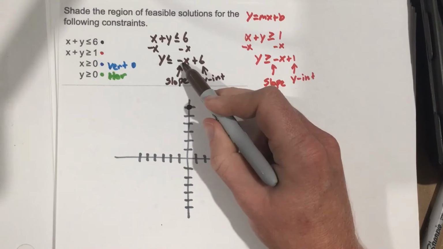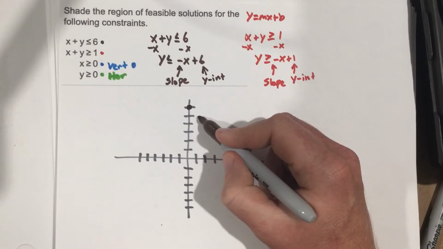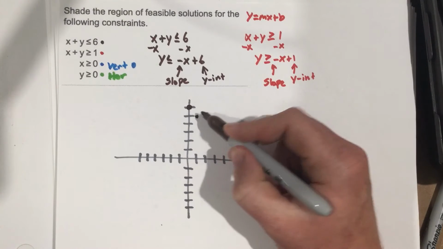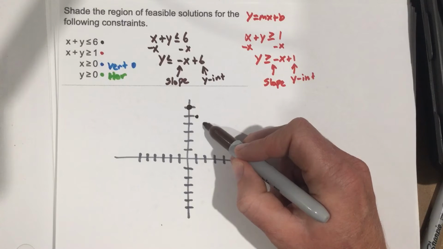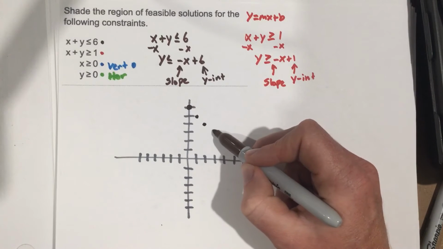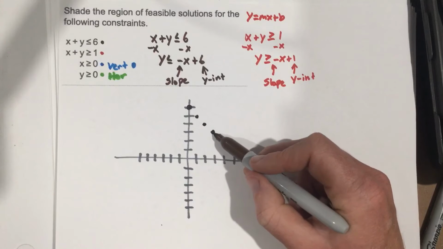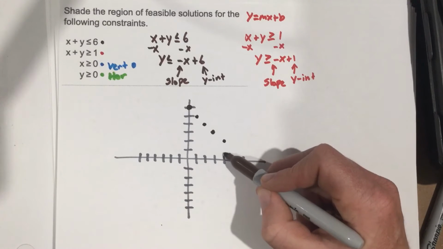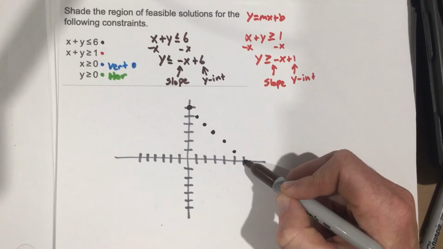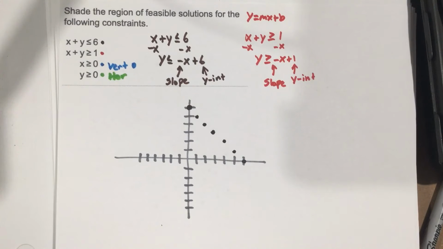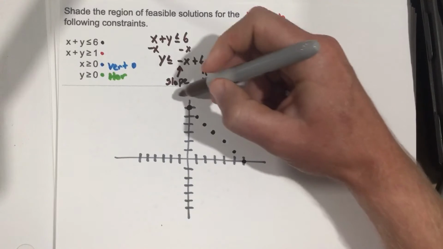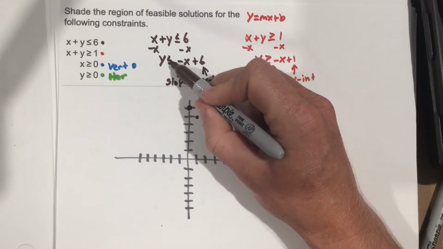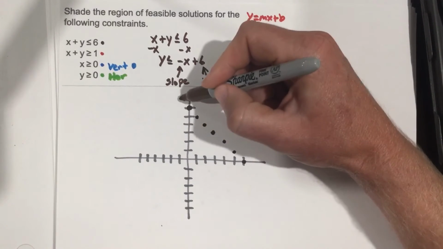We can go down 1 over 1. So down 1 over 1. Down 1 over 1. Down 1 over 1. And we're going to do this until we get all the way to the x-intercept. And we're going to say that this is less than or equal to, so it's a bold line.